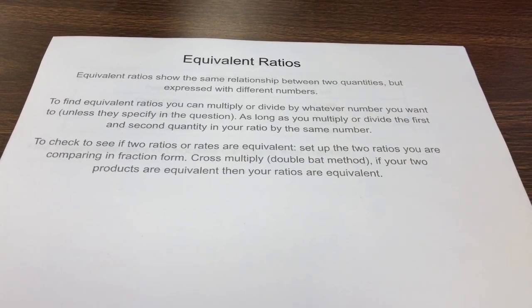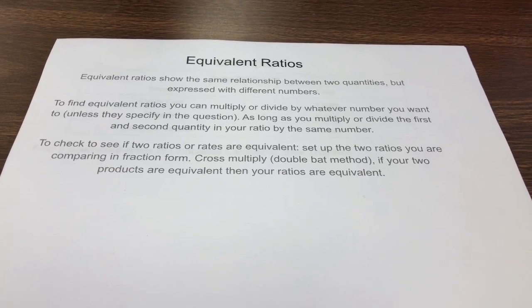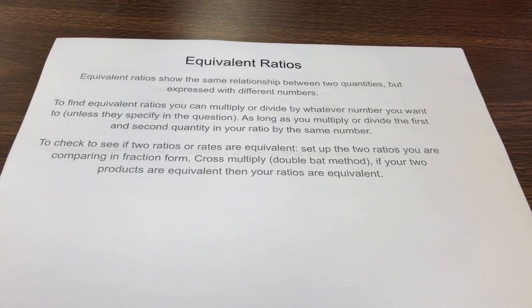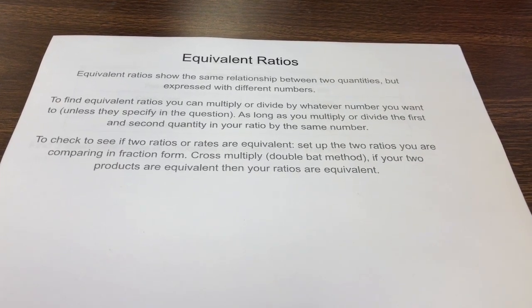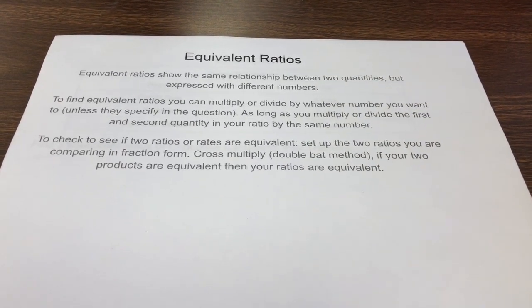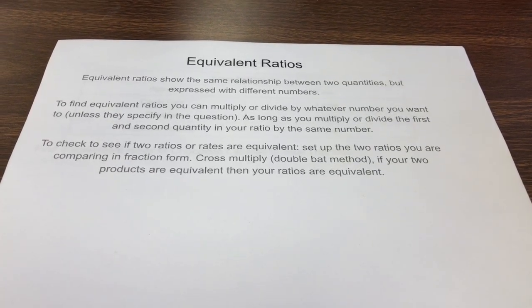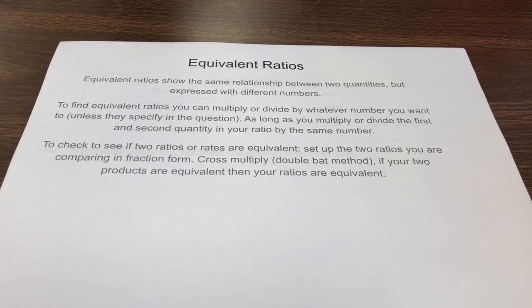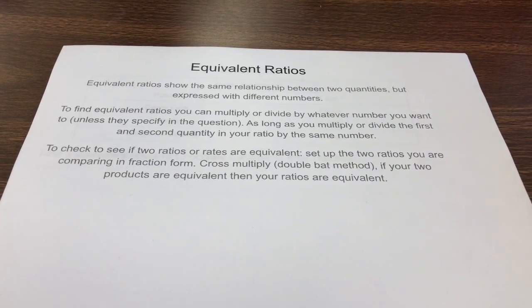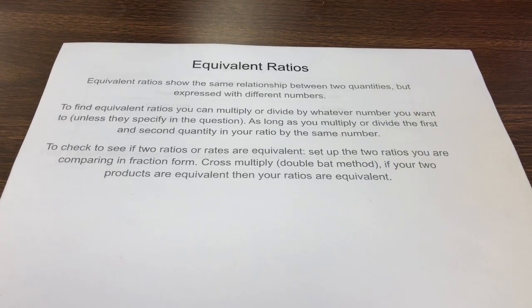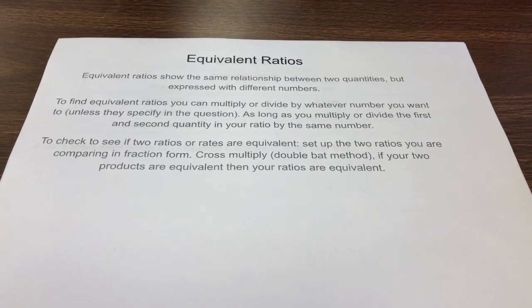As long as you multiply or divide the first and second quantity in your ratio by the same number, you have to, whatever you do to the top, you have to do to the bottom. My kids know that. I've said that 5 times in the class. That is super important. To check to see if 2 ratios or rates are equivalent, you can set up the 2 ratios you are comparing in fraction form. That's the easiest way to compare, is using those fraction forms.